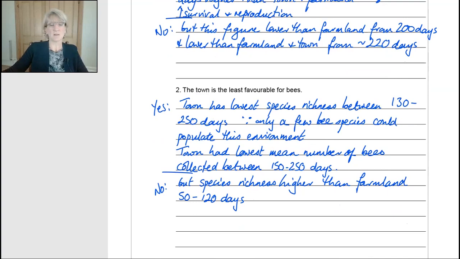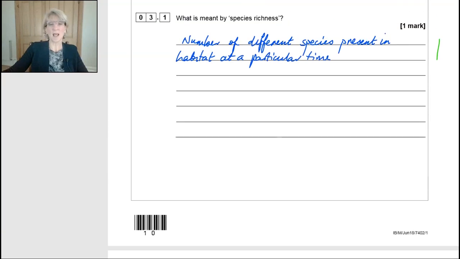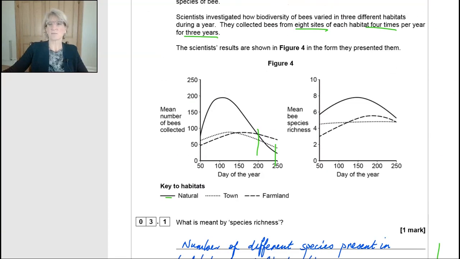So now let's look at this. The town is least favourable for bees, so again you're looking at evidence that is saying that the town is least favourable. The town are the spots, so we're looking for where the town is below the others.